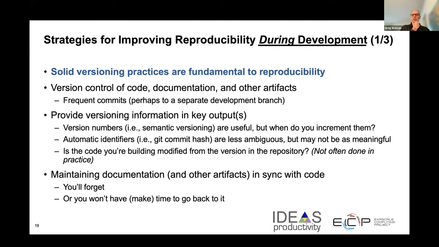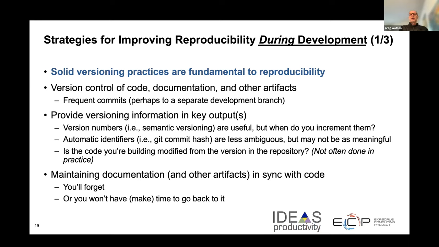And probably the most basic one is versioning. So ensuring that the code and the documentation and other artifacts are under the control of some kind of version control system. And then making sure that as you modify that code, the version control system is taking care of those changes and keeping commits and so forth. The versioning information then becomes really important as a way of identifying which particular set of code produced a particular output.